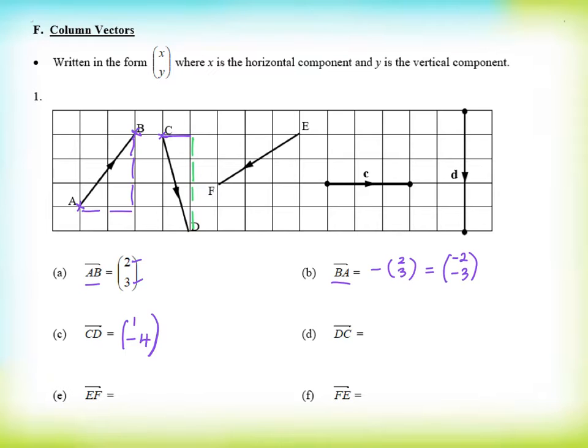And similarly, what is DC? I believe you can find the answer. We would like you to try the questions on your own first before checking the answers.